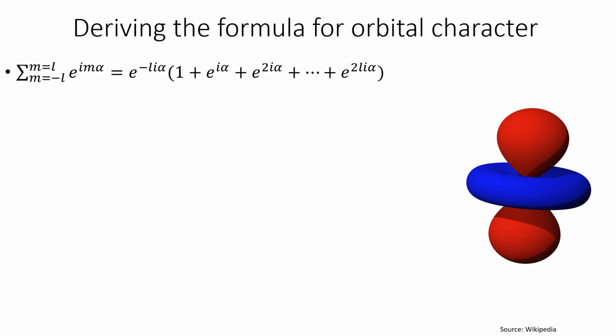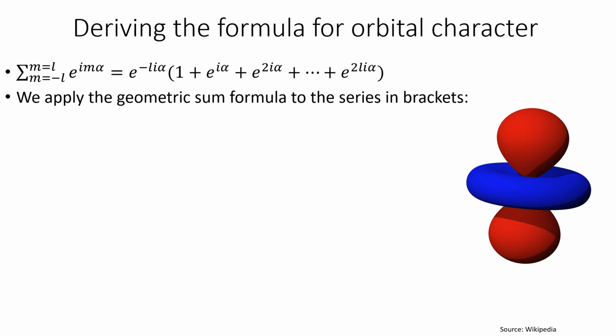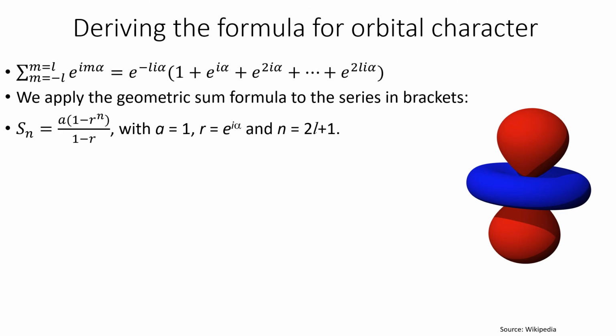So this summation of exponentials, I've written it here, so I've taken e to the power minus l i alpha out, and then I can write the series as a simple series beginning 1 plus. So this is a geometric progression, and it's easiest, I think, to analyse in terms of the contents of the brackets, where it just begins 1 plus. And this is a classic geometrical sum formula, the formula that you find in a maths book for such a geometrical sum.